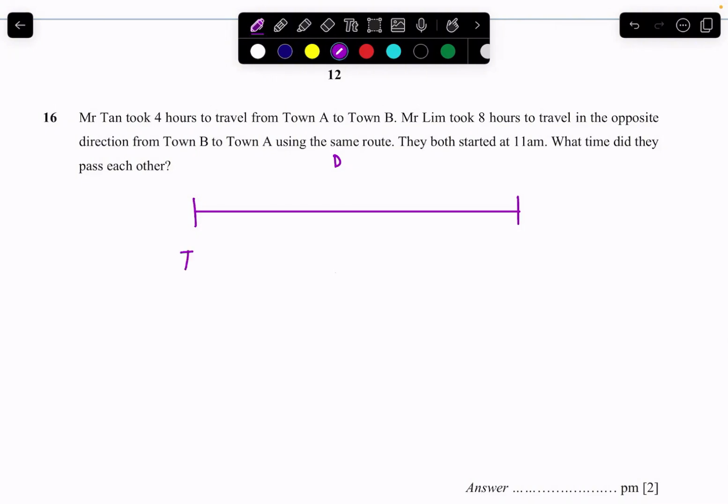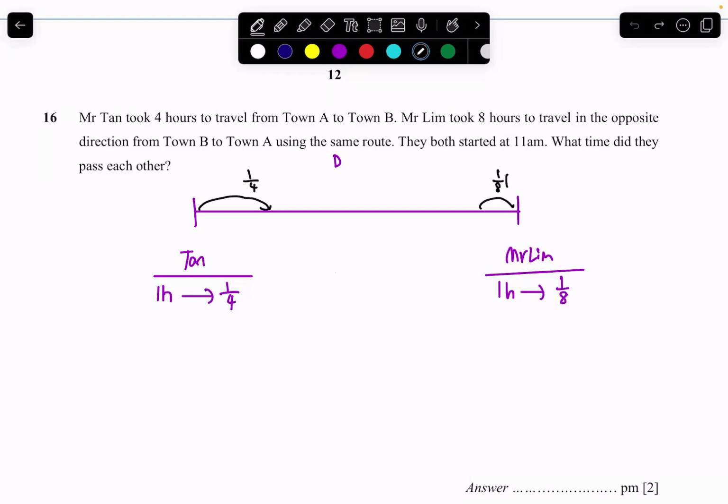Now, if Mr. Tan takes 4 hours to travel one distance, that means in 1 hour, Mr. Tan will travel 1/4 of the distance. While Mr. Lim, since they travel at the same time, will travel in 1 hour 1/8 of the distance. So in 1 hour, this guy will close up 1/4 of the distance, and this guy will close up 1/8 of the distance.